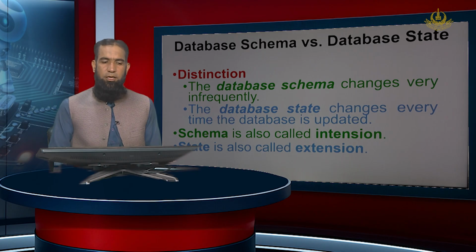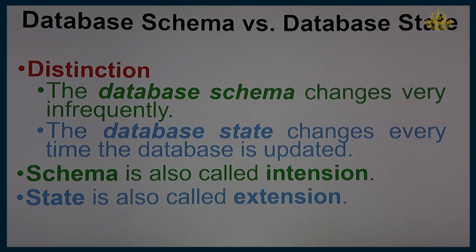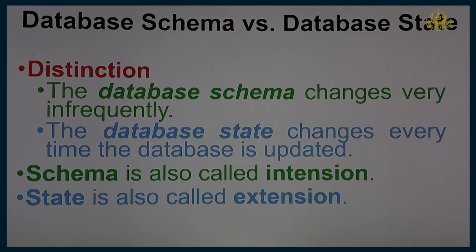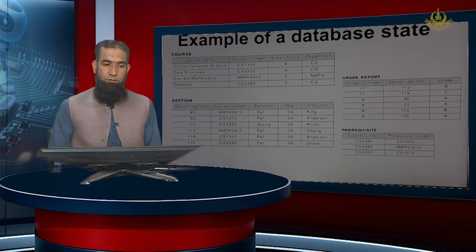The distinction between database schema and state. The database schema changes very infrequently. Basically, schema is at design time, but the database state changes every time the database is updated. We want to insert a record, so state changes. We want to update a record, so state changes. We want to delete a record, so state changes. Schema is also called intension, whereas state is also called extension.